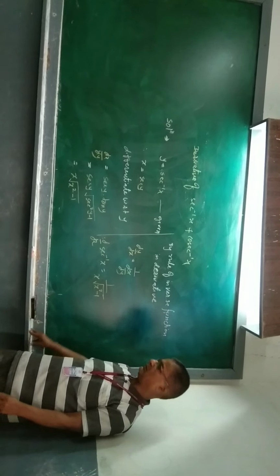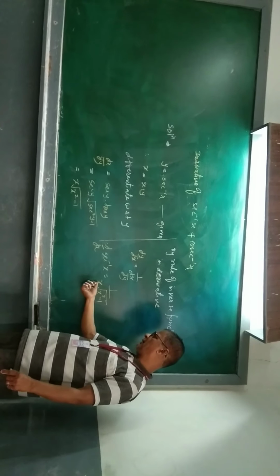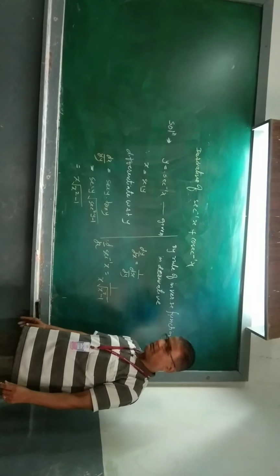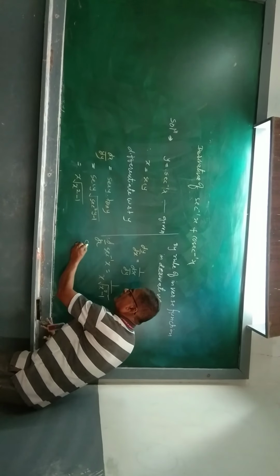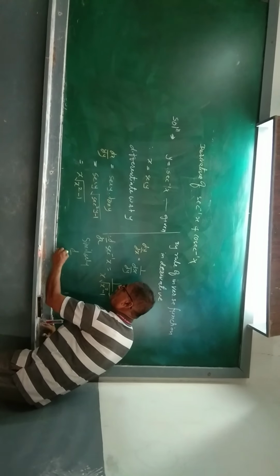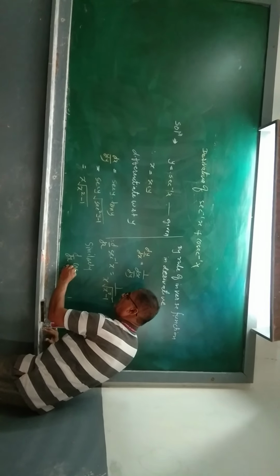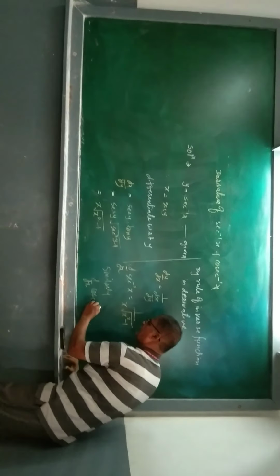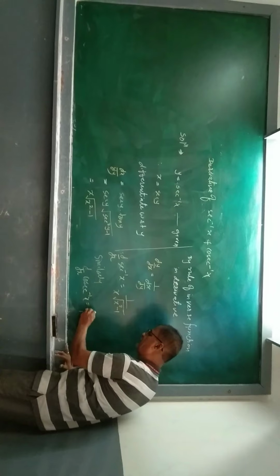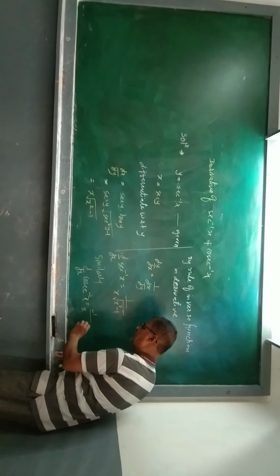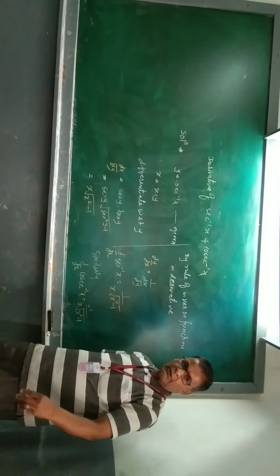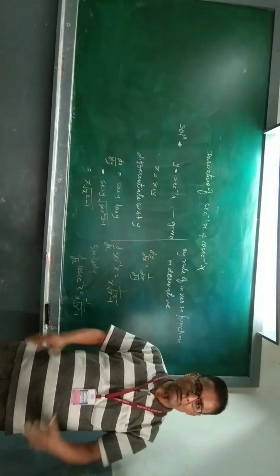This is the inverse function. Derivative of sec inverse of x is 1 upon x under root of x square minus 1. And similarly, we can take the derivative of cosec inverse of x, only with a minus sign: minus 1 upon x under root of x square minus 1. Now today we have studied the derivatives of the inverse functions.